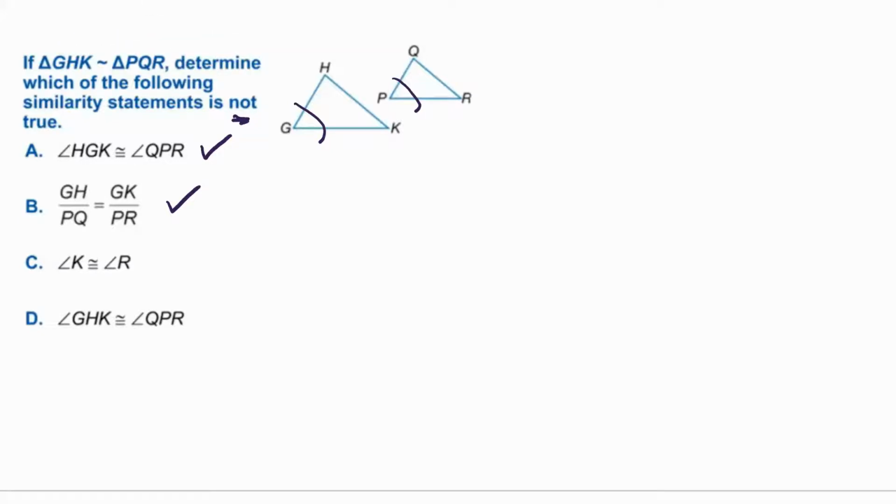Then we're asked, is angle K congruent to angle R? Yes. So the last one must not be true, and it's asking us basically, is H congruent to P? And that is not true. So this is the one that doesn't work.